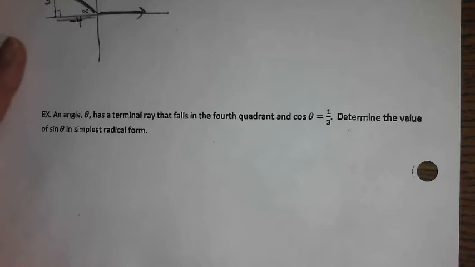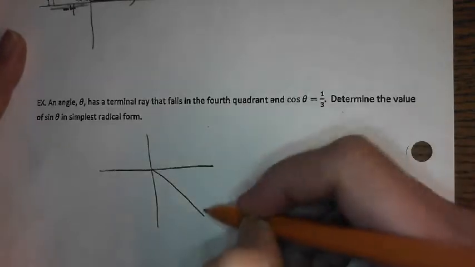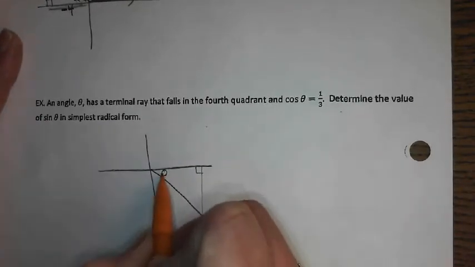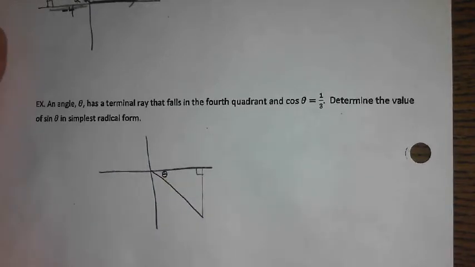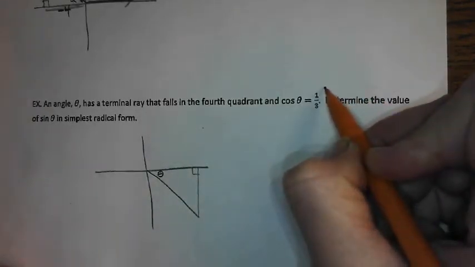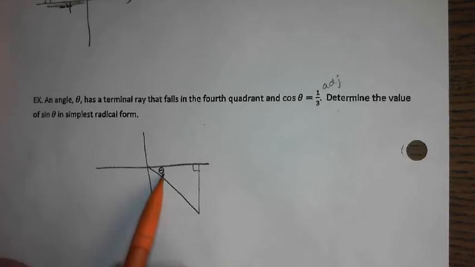Next example, an angle theta has a terminal ray that falls in the fourth quadrant. Read no further. Draw it. Terminal ray, fourth quadrant. Drop your triangle. Always to the x-axis. Label your theta. So the cosine is 1 over 3. Grace, cosine is what over what? Grace. Adjacent. So which one's the adjacent, Grace?